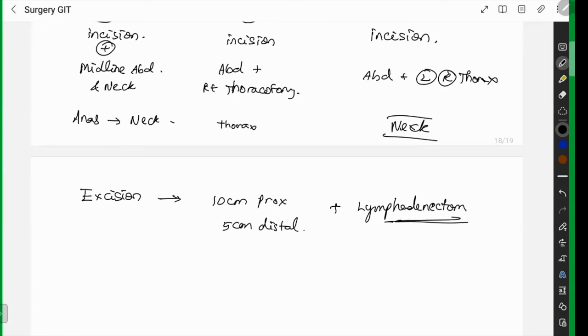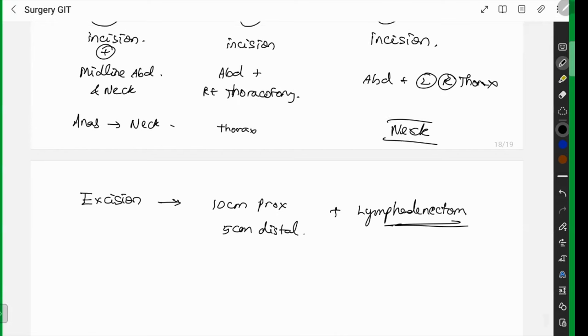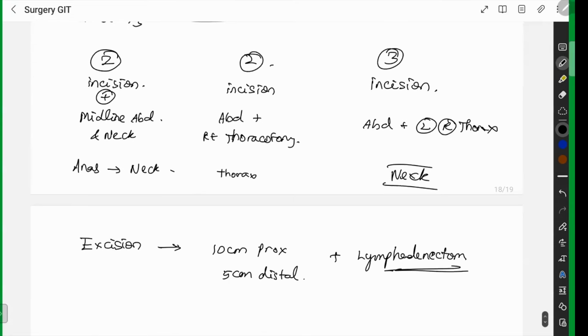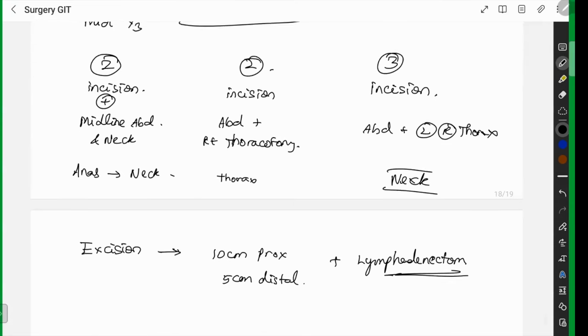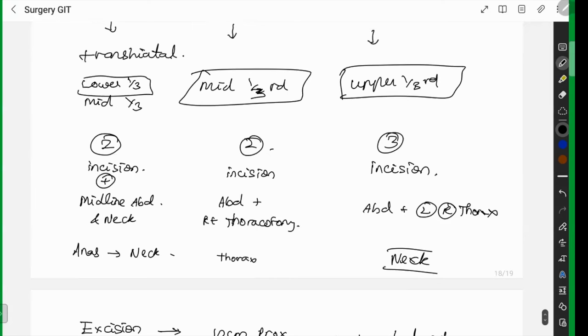As squamous cell carcinoma has an early spread to lymph node, Ivor Lewis, Tanner or three-field approach is preferred. So, the three-field approach is very good. Okay, wow. So, for lower one-third and middle one-third carcinoma, Ivor Lewis, Tanner, and if it is mainly lower one-third, you go for transhiatal.